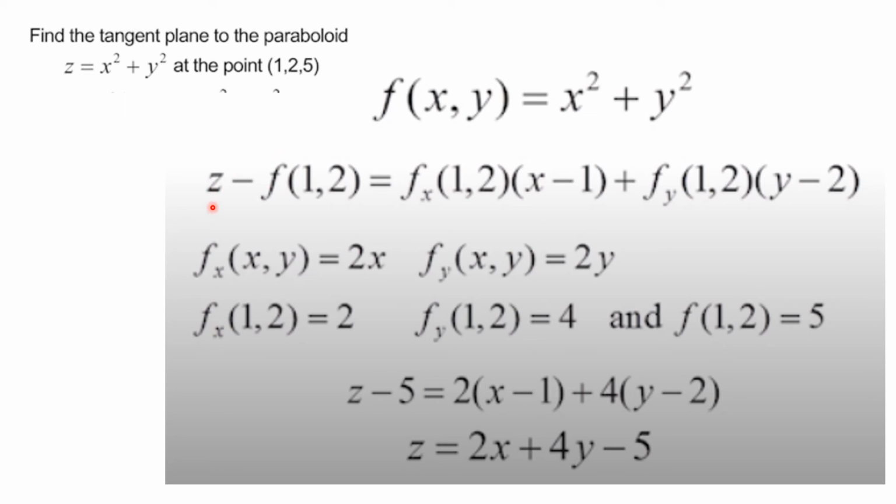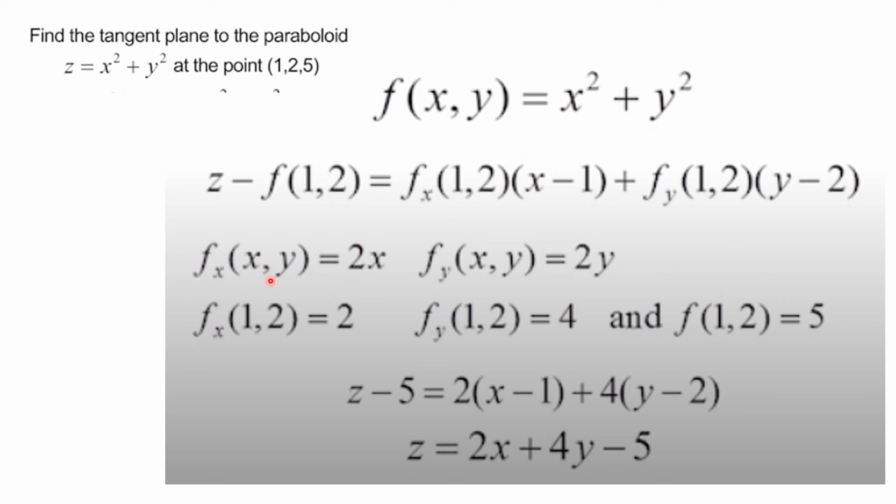So we know from our theorem that the equation of the plane is going to be z minus the z coordinate of the point, which is f of 1, 2, which we know is 5. And that's equal to the partial with respect to x evaluated at 1, 2 times x minus 1, plus the partial with respect to y at 1, 2 times y minus 2.